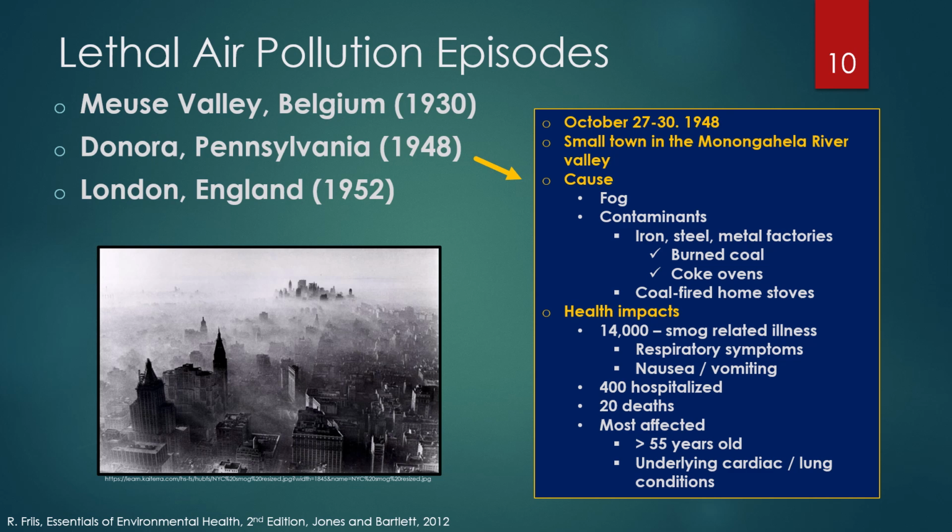The Donora, Pennsylvania episode occurred from October 27th to October 30th, 1948. Donora is a small town located in a valley along the Monongahela River, approximately 30 miles south of Pittsburgh. The episode was caused by fog combined with contaminants from iron, steel, and other metal factories that burned coal, coke ovens, and coal-fired home stoves.